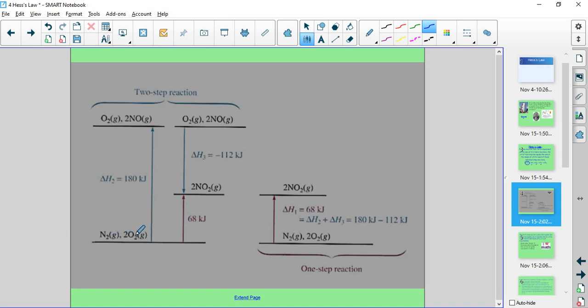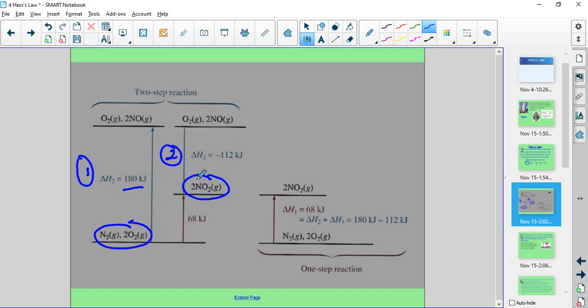N2 and O2 react, and after a two-step reaction, they will give you a product, NO2. So reactants are here, products are over here. Now, this is actually a two-step reaction. The first step is an endothermic reaction where you gain 180 kilojoules to get these products. These react, and when they do, they expel, so exothermic, in a second reaction, that much energy.